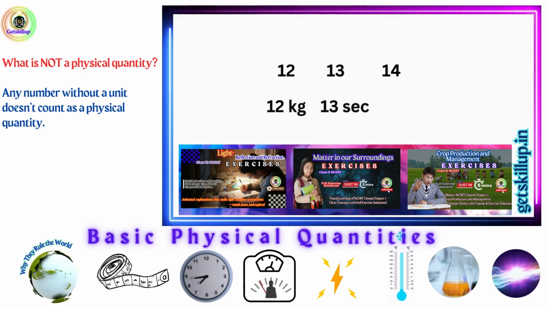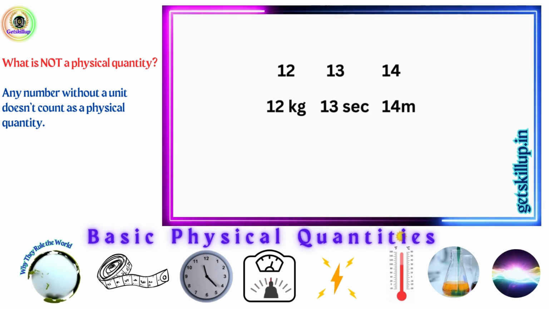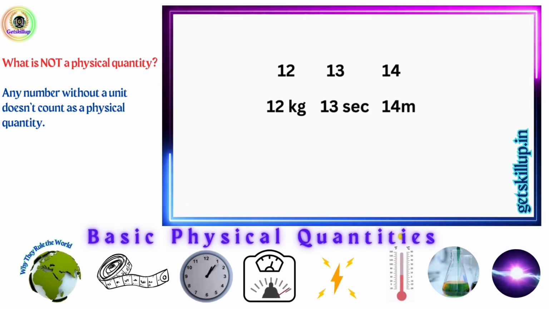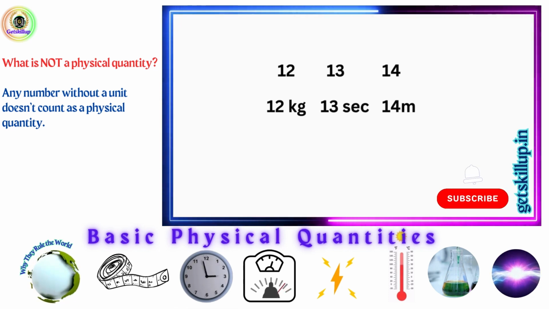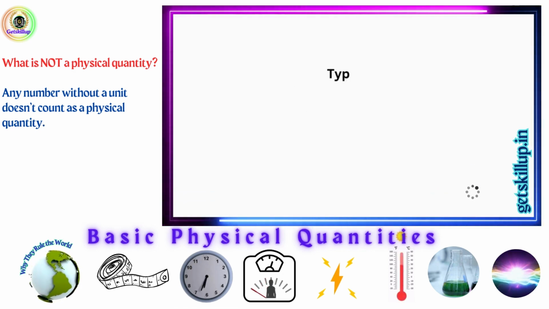But if you write 12 kg, 13 seconds or 14 meters, then you have a unit along with the number. So now they become physical quantities. Kg is mass, second is time, meter is length, each measurable. So keep this bonus question in mind.